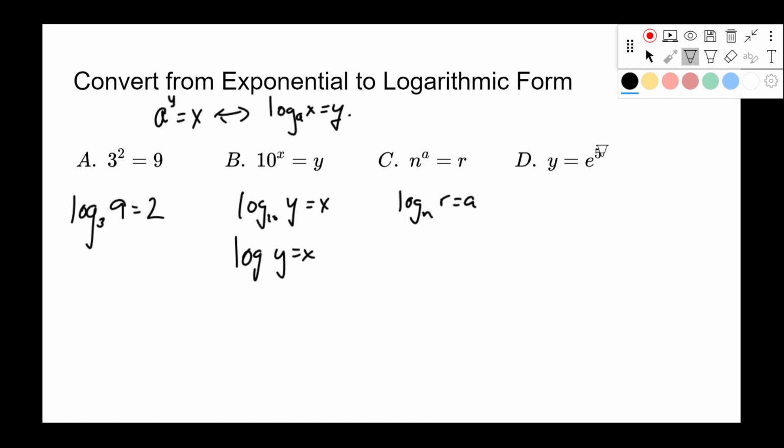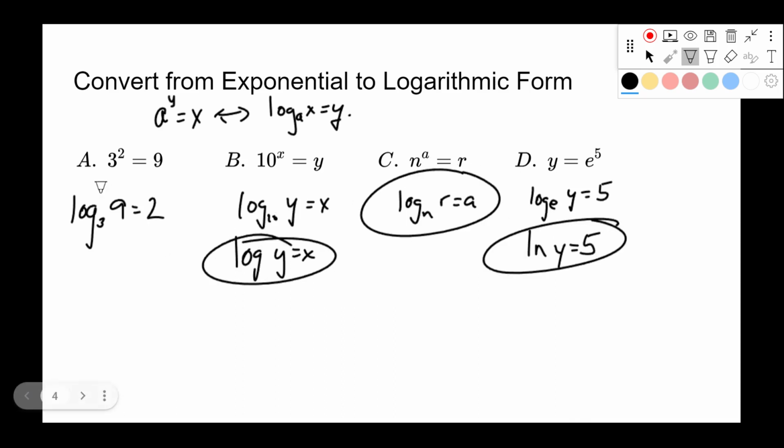And then y equals e to the 5th would become log, e's the base, of y is equal to 5. Instead of writing log base e, we can write ln for natural log. So the natural log of y is equal to 5. These are the 4 answers written in log form.